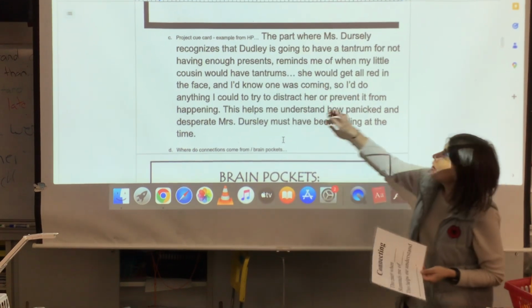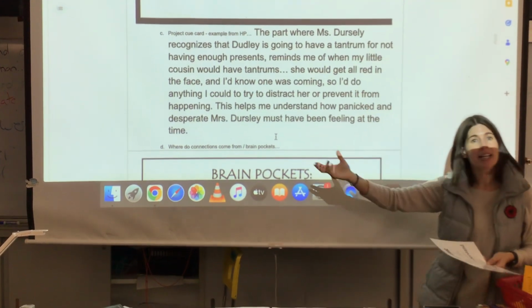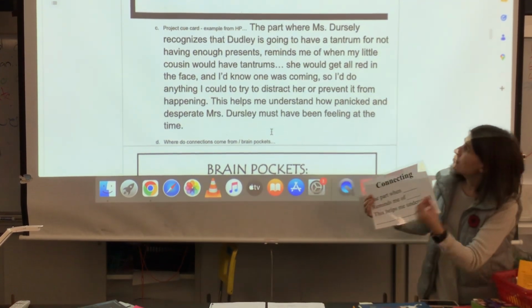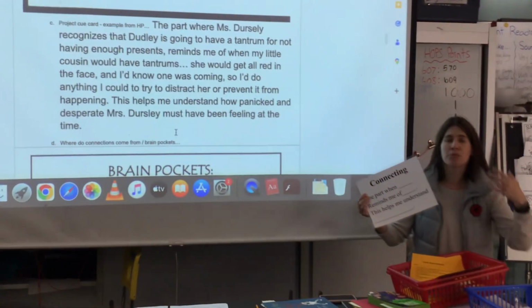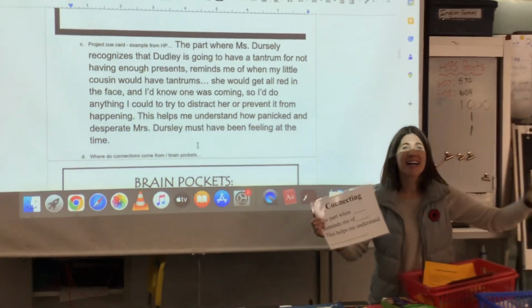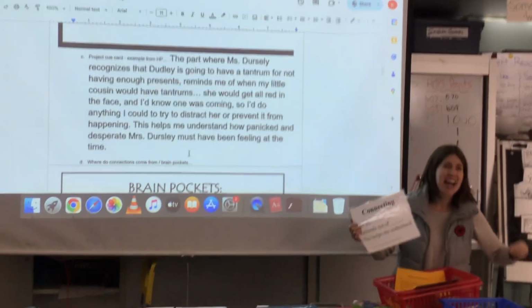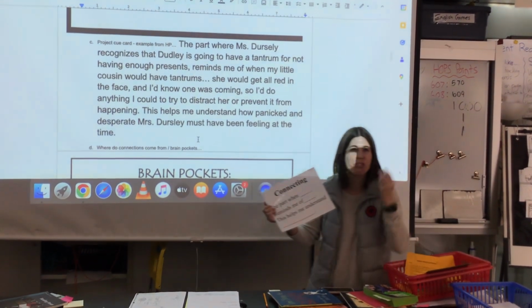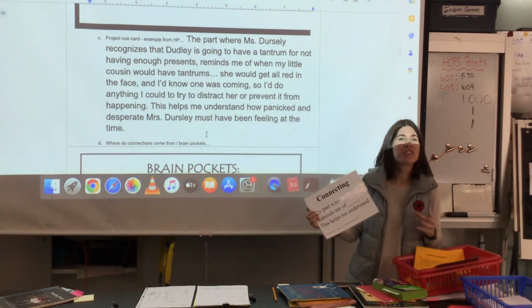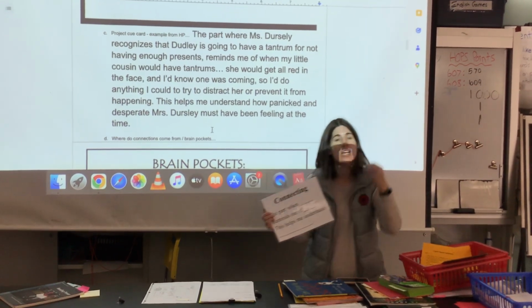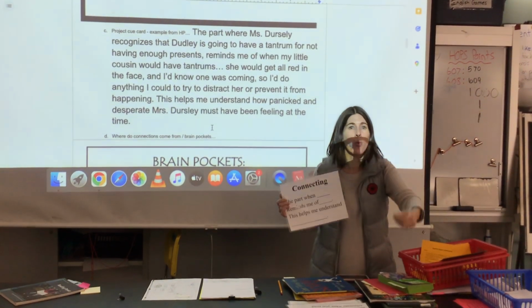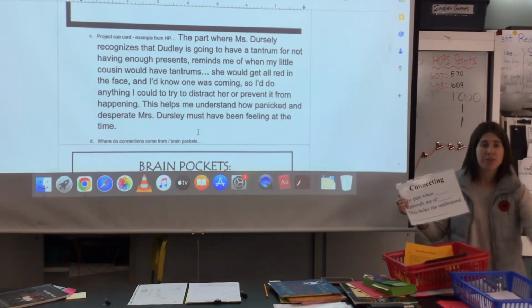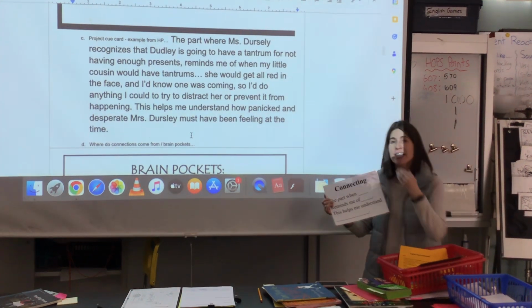We've been reading Harry Potter, so I make an immediate connection to Harry Potter. The part when the Dursleys realize that Dudley's going to have a tantrum, or Harry does, reminds me of when my cousin has a tantrum. She gets all red in the face and her eyes start to crunch up. This helps me understand how Harry was feeling. This worried panic that this kid is going to start freaking out. I'm connecting my feelings with his.